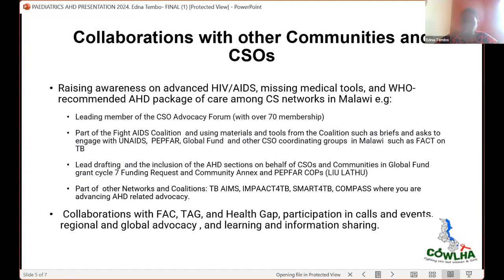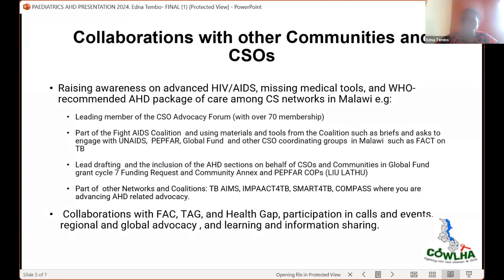I think last year we had a brief which was sent to PEPFAR to make sure that they are including HD commodities, drugs, and all that, which we delivered with our colleagues, FACT, who are also part of the TB CSO network in Malawi. We also led in the drafting and the inclusion of HD sections on behalf of CSOs, as well as the community annex, which is the very important annex for Global Fund, which requires community asks.